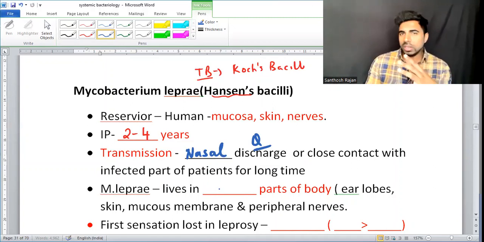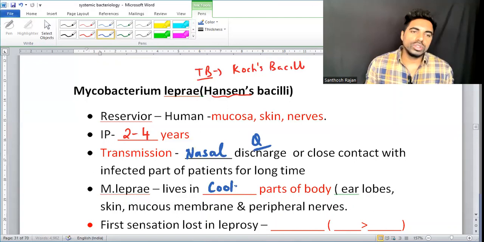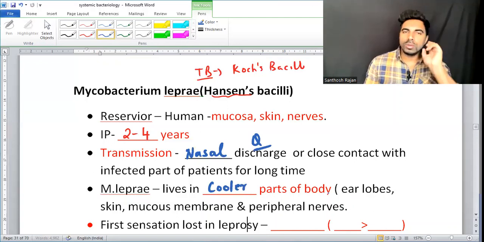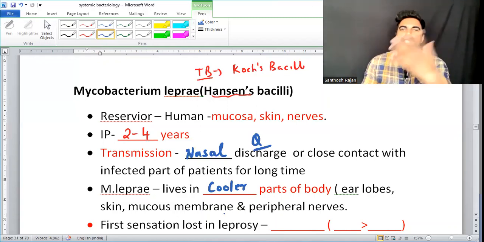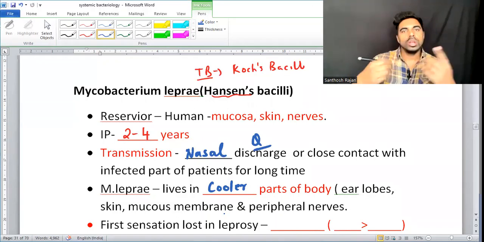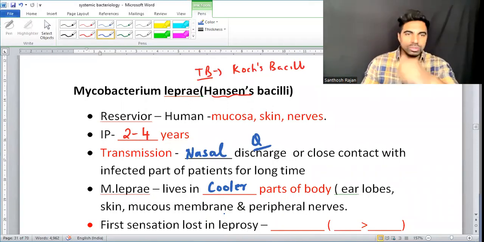It likes cooler parts, not warm places. It lives in the cooler parts. What do cooler parts mean? Earlobes, your skin, even your armpit, okay? Mucous membrane. Wherever it's exposed outside, the body is cool. So there it will remain. Mycobacterium leprae likes to affect those parts, okay?